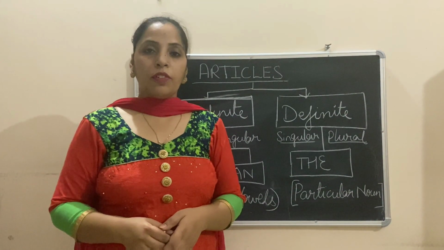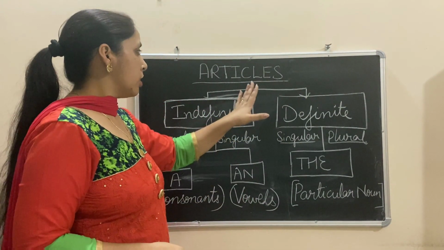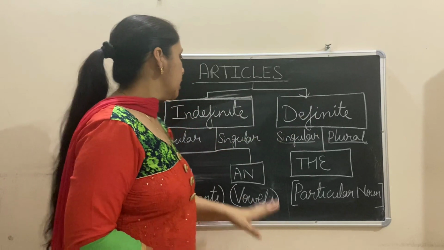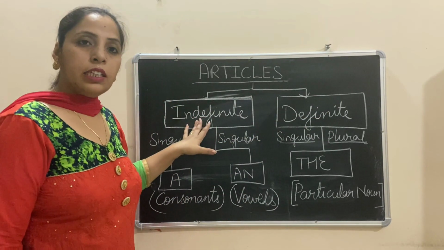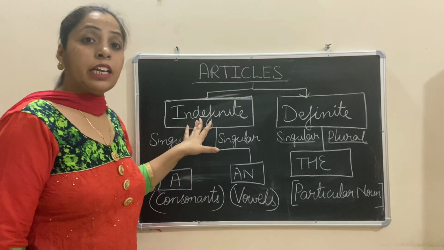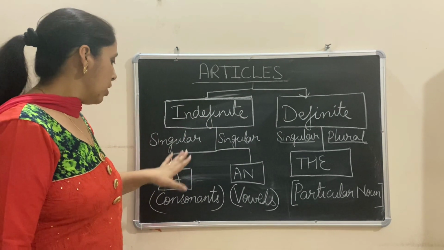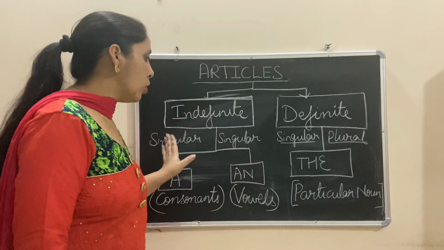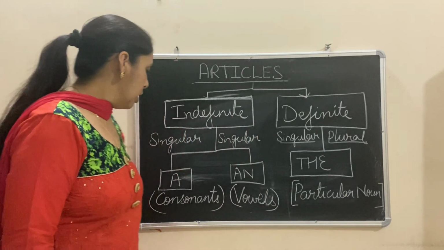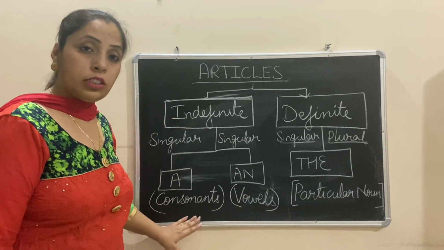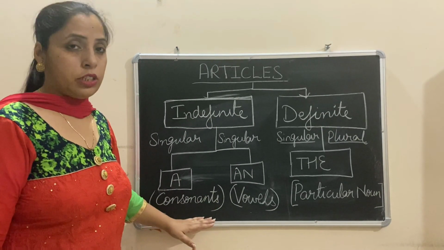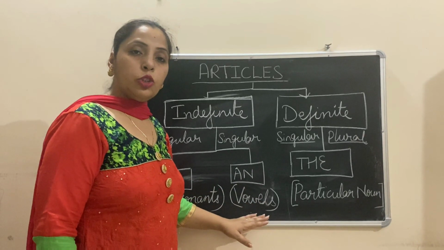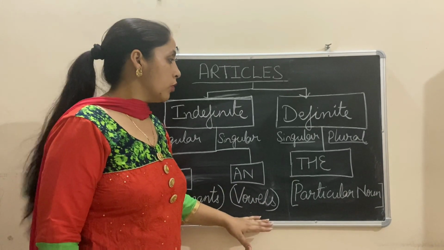Just a recap of what we have done today. Articles are divided into two categories: indefinite articles and definite articles. Indefinite articles are articles that deal with a singular noun. So it is a and an. They both have to be with a singular noun. Now a is used with words starting with consonants or sounding like consonants. An is always used with vowels or vowel-sounding words.